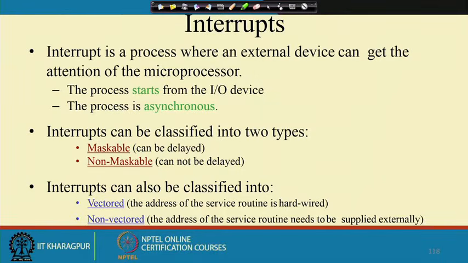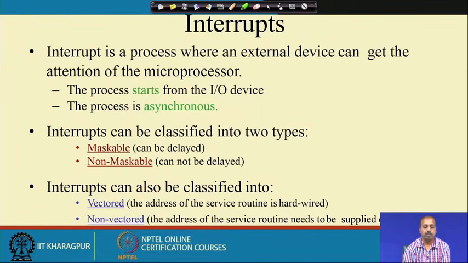Until and unless the processor is asking for some input output type of operation, we are not getting any chance to tell the processor that something extraordinary has occurred and you have to take care of this, you have to do something for this. So, this is the process of interrupt. Interrupt is a process where an external device can get the attention of the microprocessor.